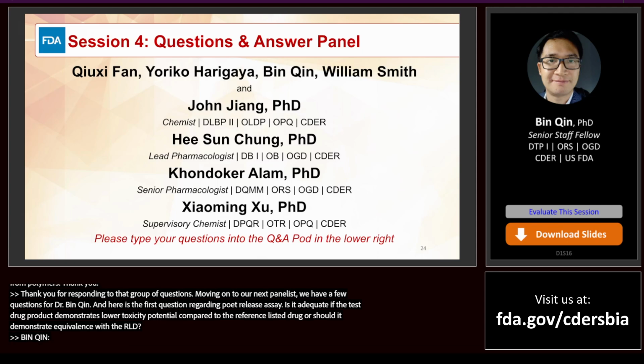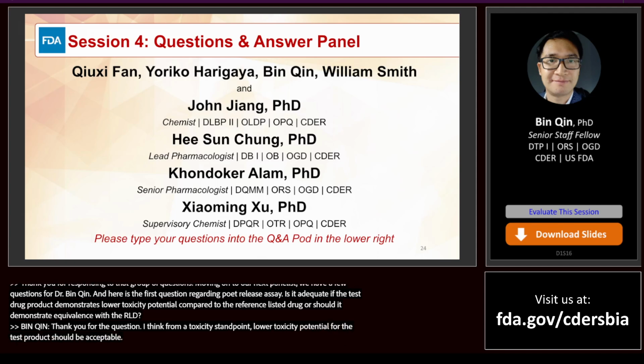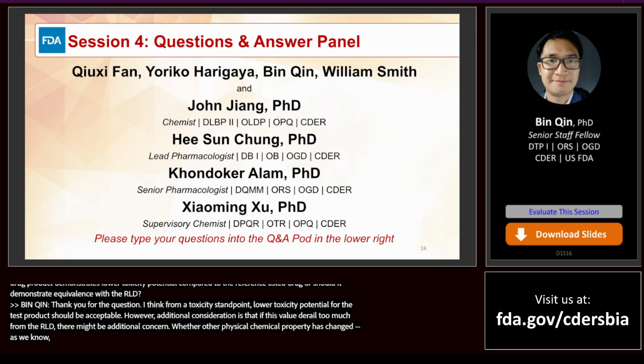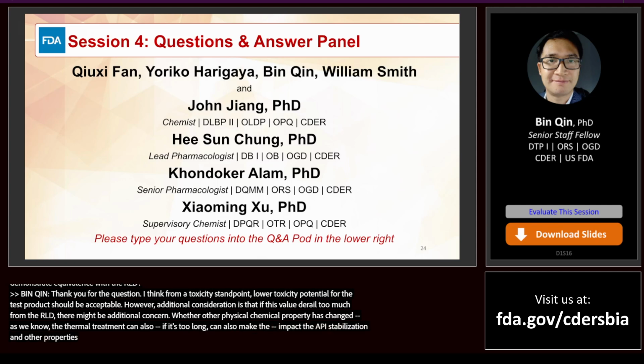Thank you for the question. I think from a toxicity standpoint, a lower toxicity potential for the test product should be acceptable. However, an additional consideration is that if this value deviates too much from the RLD, there may be additional concern whether other physical chemical properties have changed. As we know, thermal treatment, if it's too long, can also impact the API stabilization and other properties as well. Thank you.